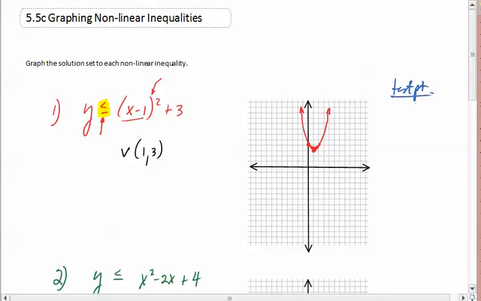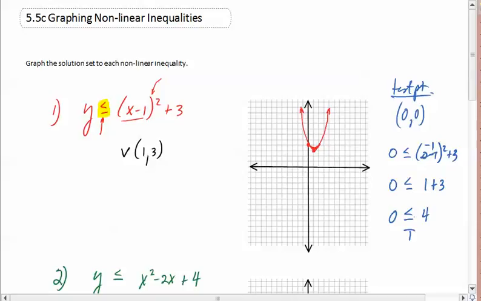So let's pick a test point. I'm going to pick the point 0, 0. As usual, I'm going to put that in the inequality. Pardon me, there's supposed to be a 0 there. There's 0. I'm going to go 0 minus 1, all that squared, plus 3, and I'm going to ask myself, is this a true or false statement? So 0 minus 1 is -1, squared is 1, plus 3. Is 0 less than or equal to 4?